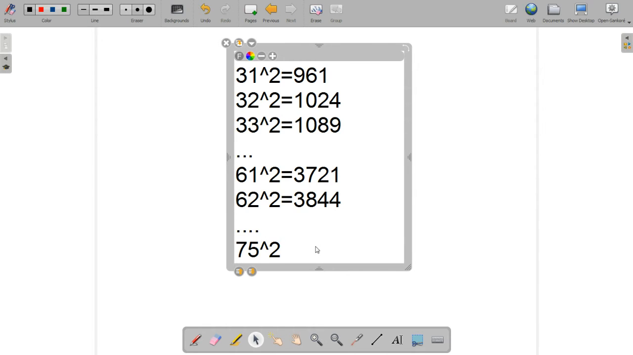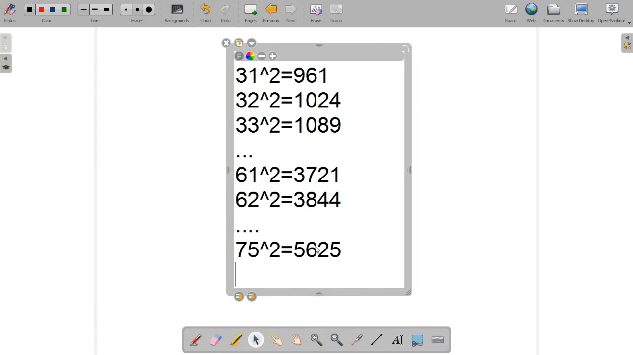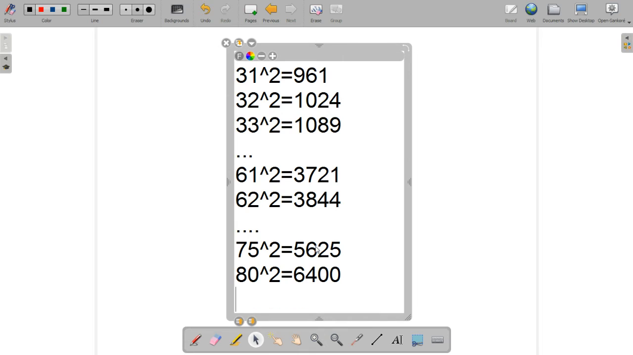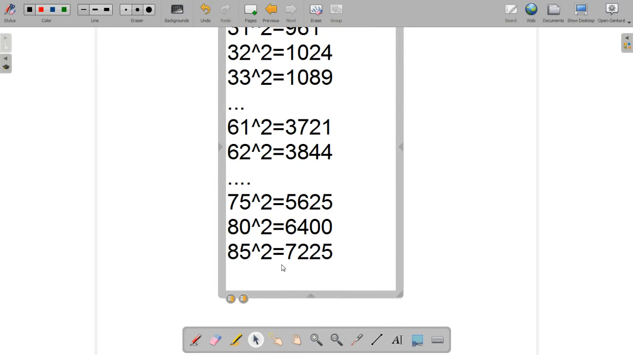First, you should probably know 75 squared. 7 times 8, 56. There's your answer. 80 squared. 8 times 8. 85 squared. 8 times 9, 72. And then add that 25. Oops. 90 squared. 81, 2 zeros.